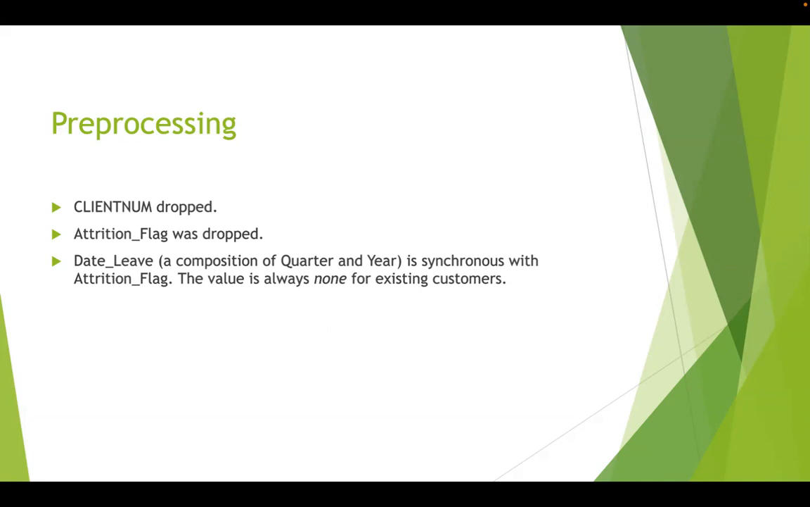Hi guys. So I'm Arpit Bhatt and I'll take you through data pre-processing and the visualization that we have done. So firstly, we've decided to drop client num and attrition flag. The client num was just an ID, so it is not really useful in our predictions. And the attrition flag is the target attribute, so we've decided to drop it. And we also decided to drop data leave, which is synchronous with attrition flag, so it will cause data leakage.